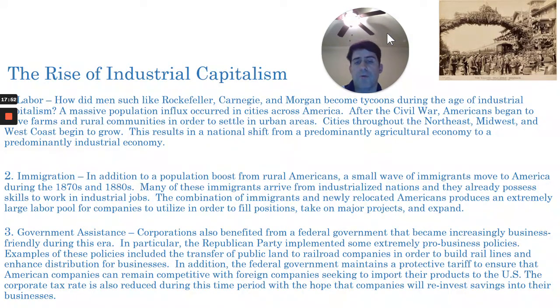A good chunk of it had to do with the railroad industry, in which the government provided the public land to railroad companies so that they could build rail lines in order to create new distribution networks and enhance existing means of distribution for their businesses. In addition, the federal government also maintained a fairly high protective tariff, which ensured that American companies could remain competitive with their foreign counterparts with regard to selling their products in the U.S. The foreign companies, in order to import their products to America, had to pay the protective tariff, and not very many were willing to pay that tariff, and as a result, American companies were able to thrive.